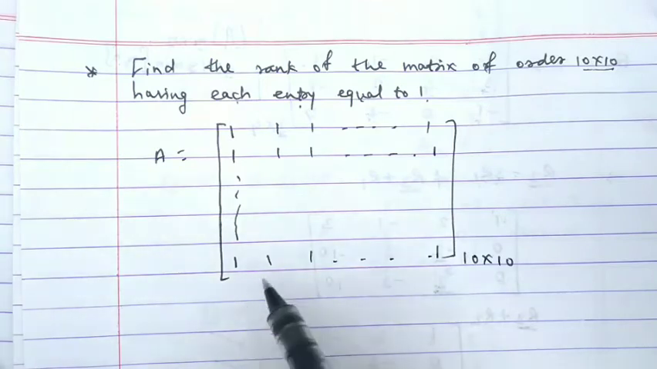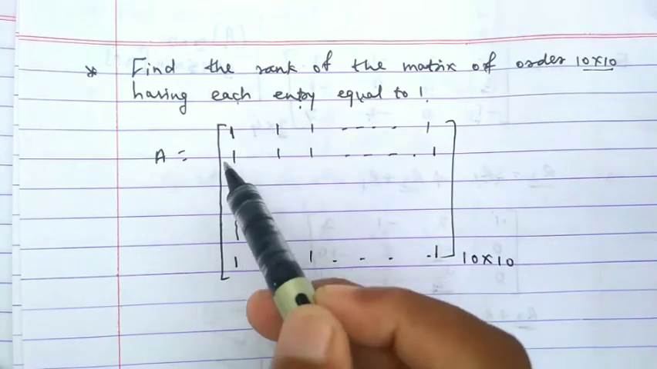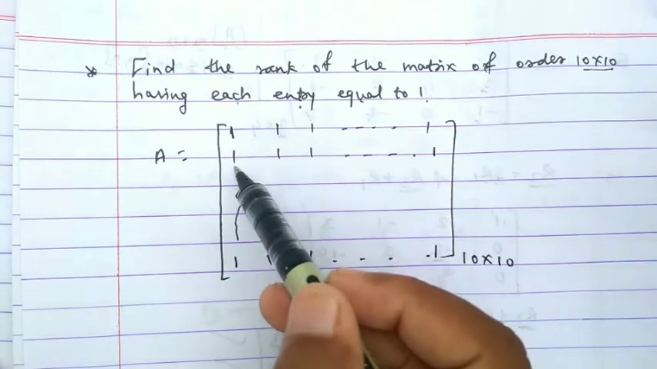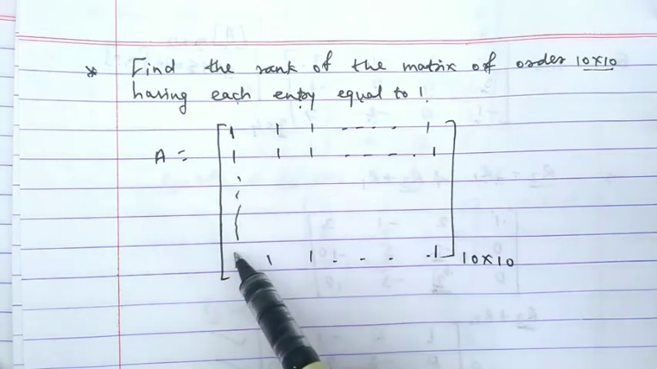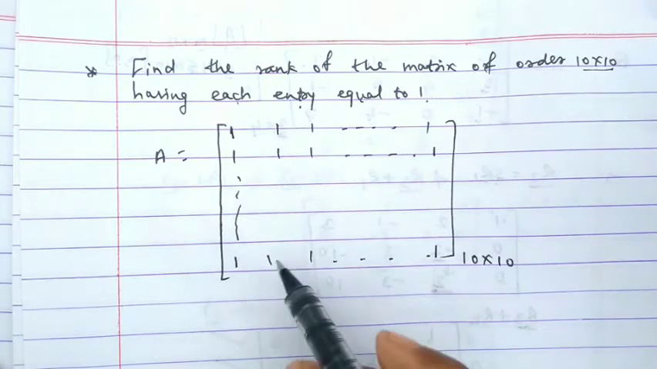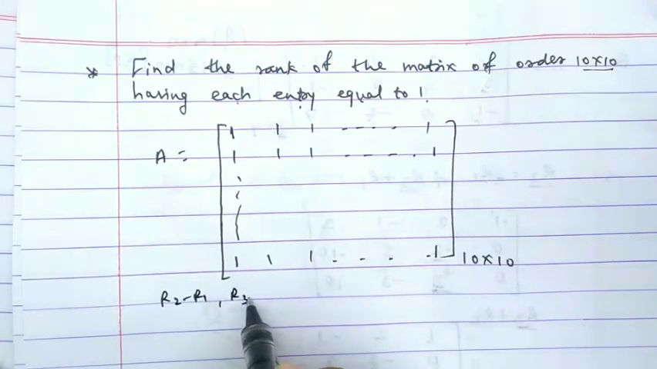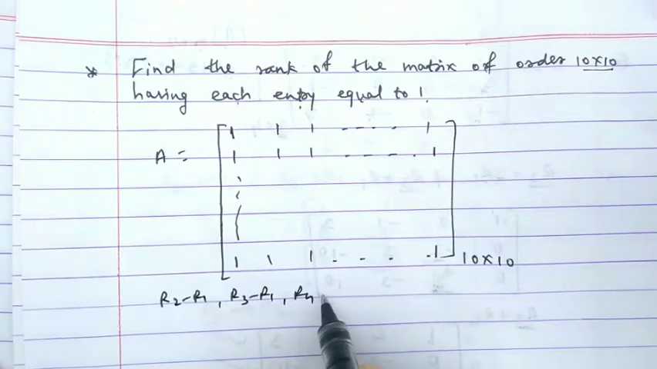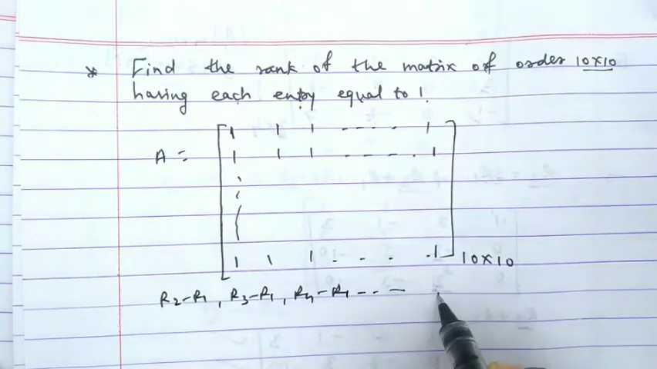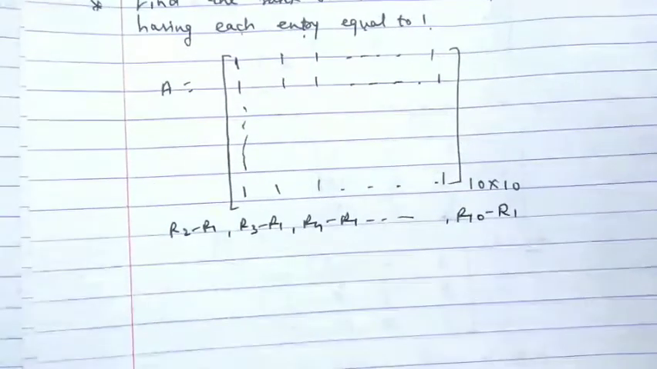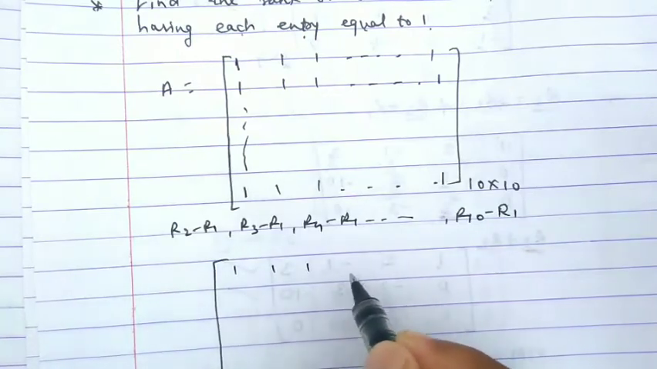So see, the first non-zero element in the first row is 1. So below that we have to make 0. So in all the rows, the first non-zero element is 1, as in the first row. So you have to use the operations R2 minus R1, R3 minus R1, R4 minus R1 and so on up to R10 minus R1. So after making this operation, see what happens. The first row remains as it is, we will get 1, 1, 1 up to 10 entries.